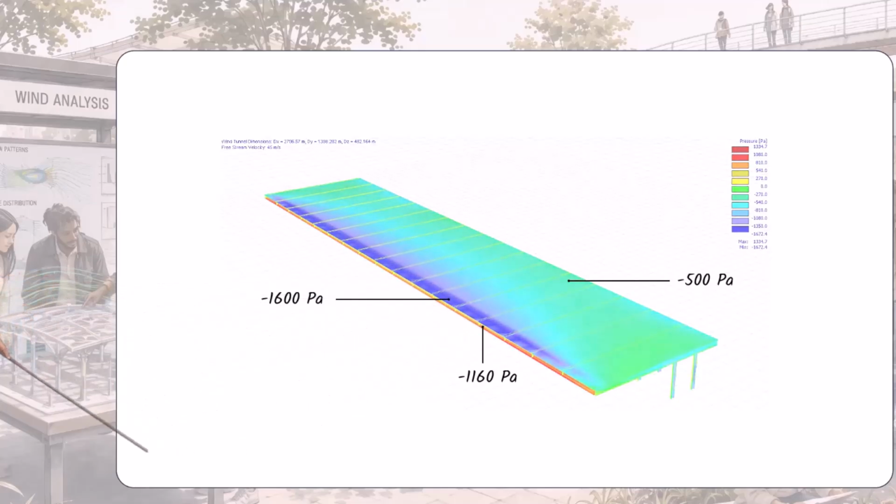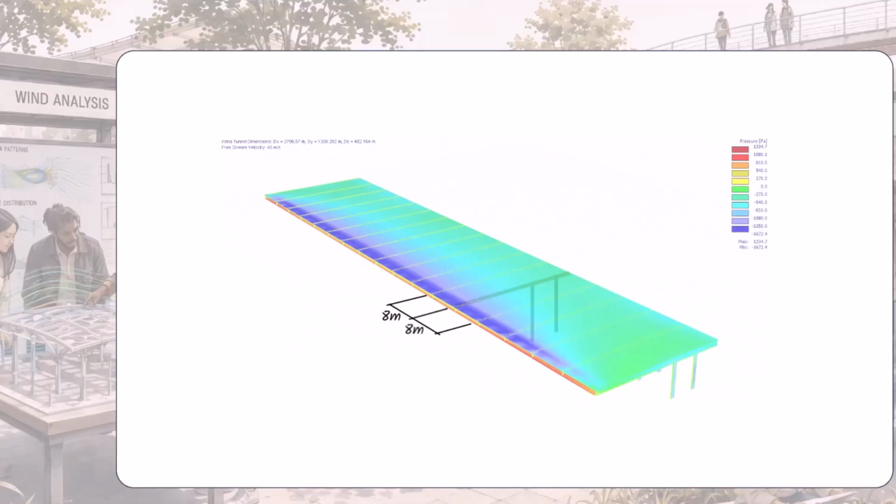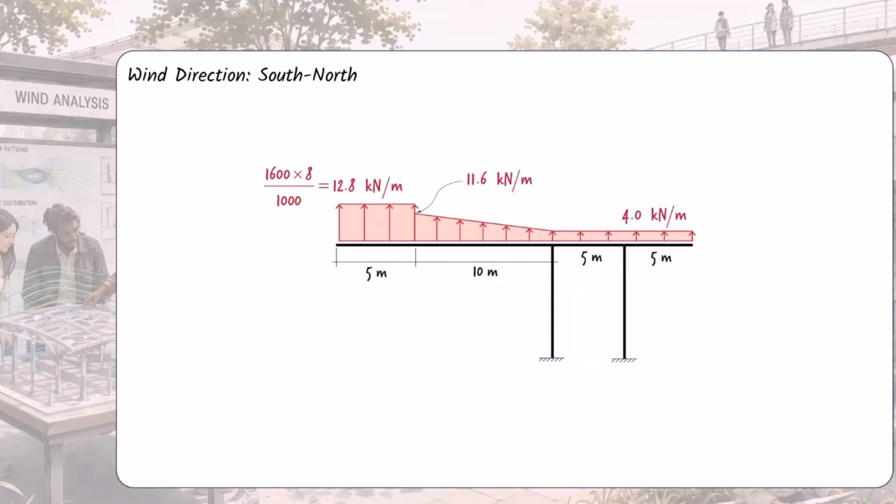To convert this into a distributed load on the frame below, we multiply the pressure by the frame's tributary width, 8 meters, between adjacent frames. That gives us line loads measured in newtons per meter.